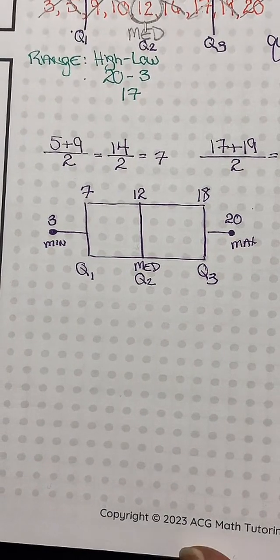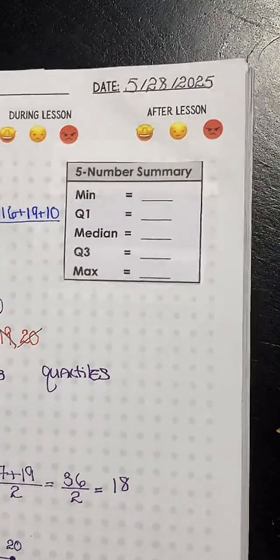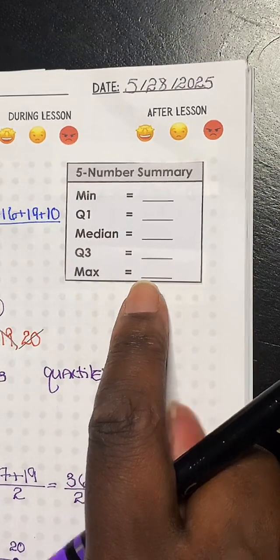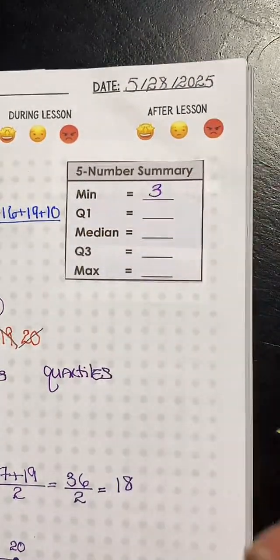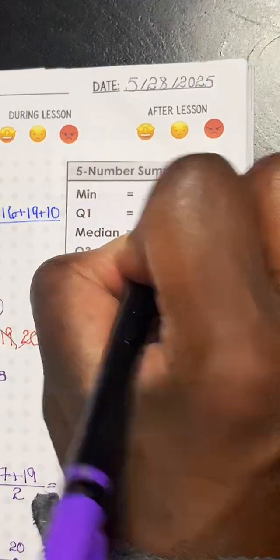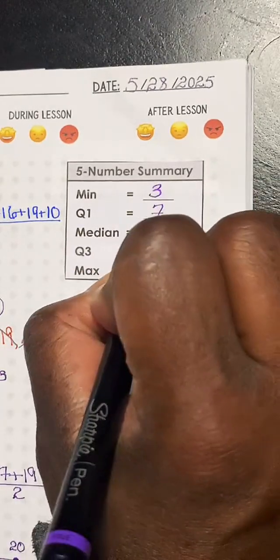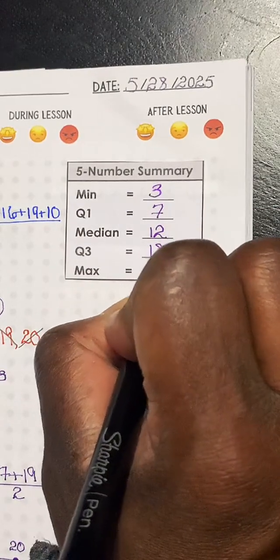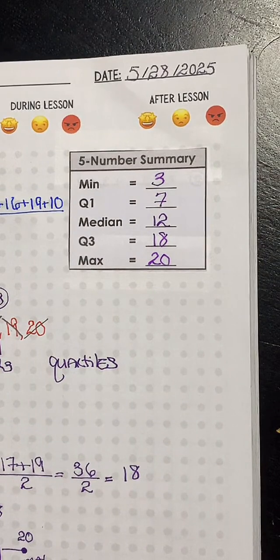Because it's just another way of what people like to call the 5-number summary. Okay? So my minimum was a 3. My first quartile, that was 7. My median was 12. My third quartile was 18, and my maximum number was 20.